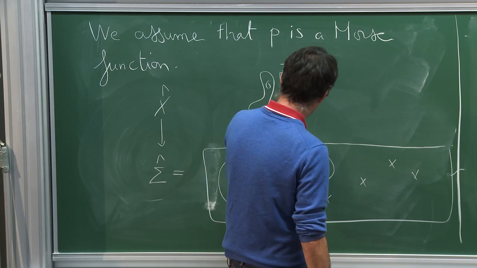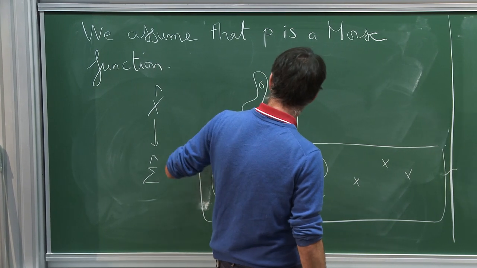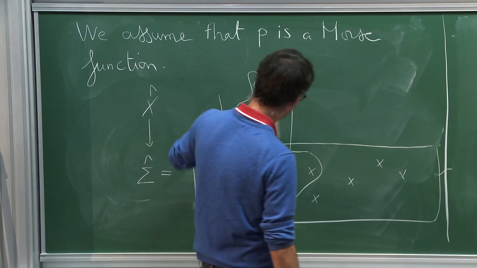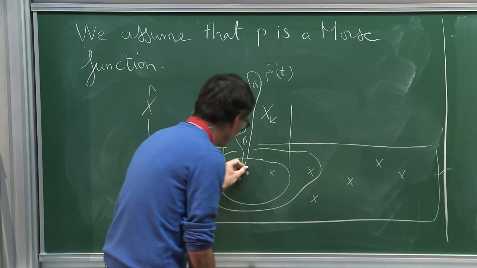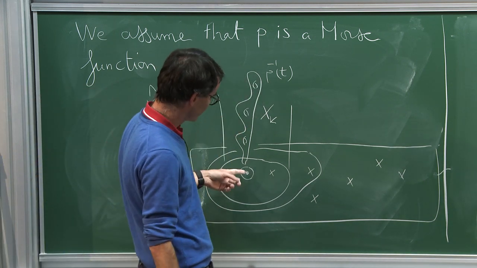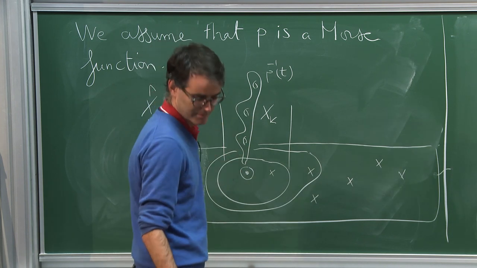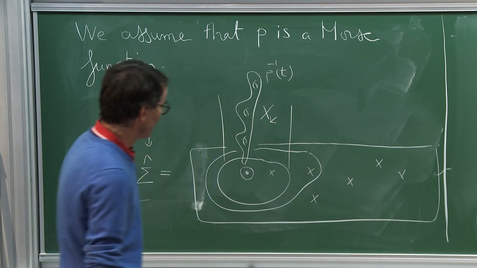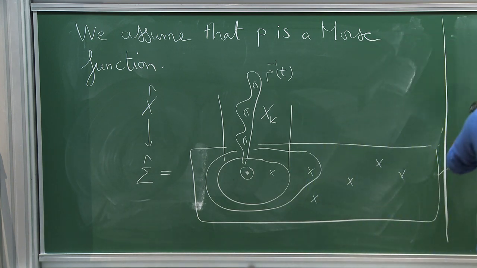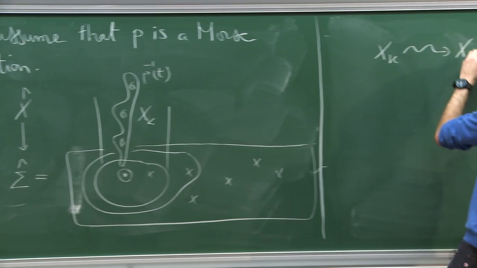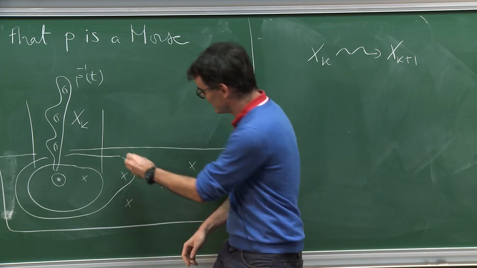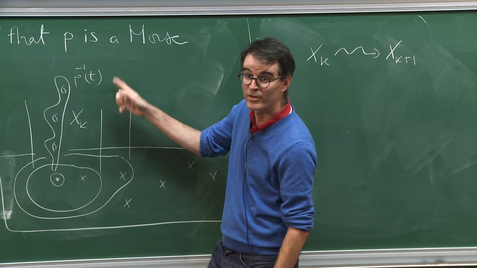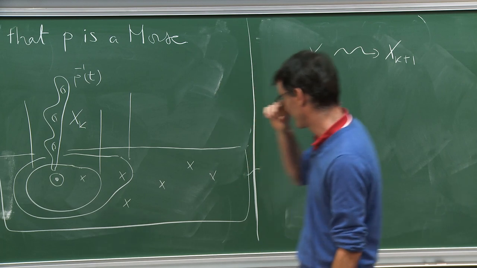And I will call xk the preimage of the disk number k. So for instance, if I take a very small disk, I only have a regular value, so x1 just retracts onto a smooth fiber. And what happens when you pass from xk to xk plus 1? Let's say that there is only one critical point above; this is xk, this is xk plus 1. I will assume that there is only one critical point here above. If there are several, it doesn't matter.